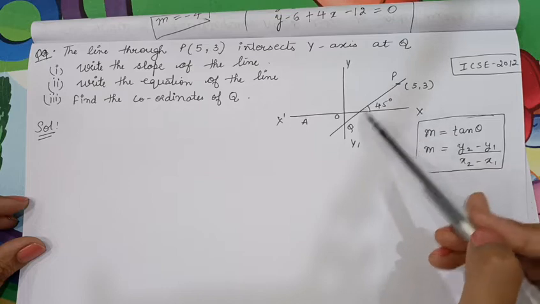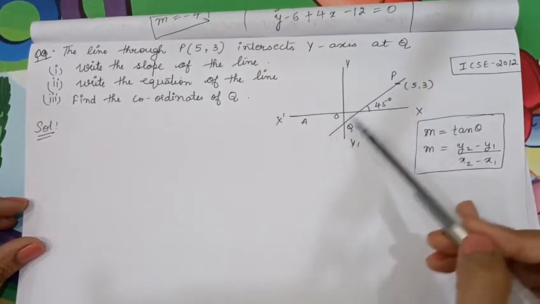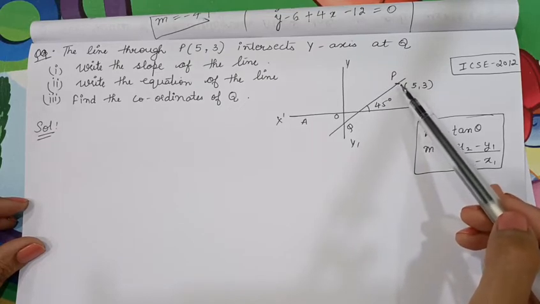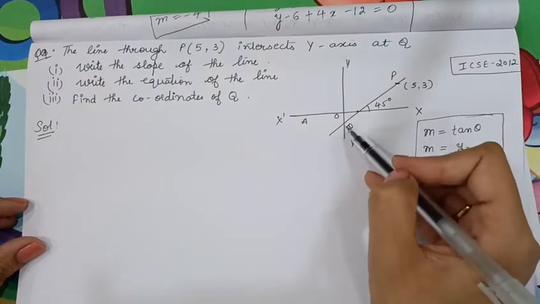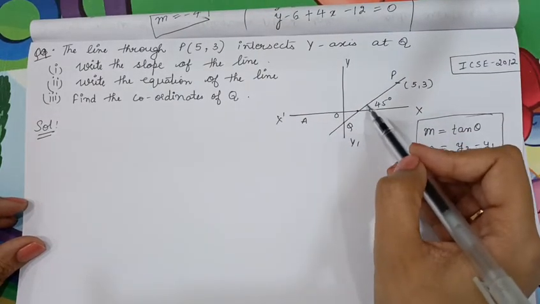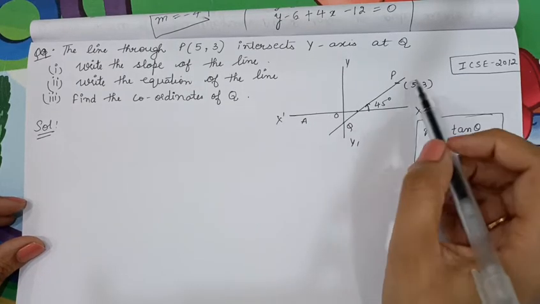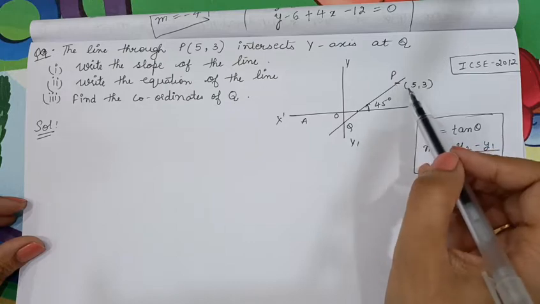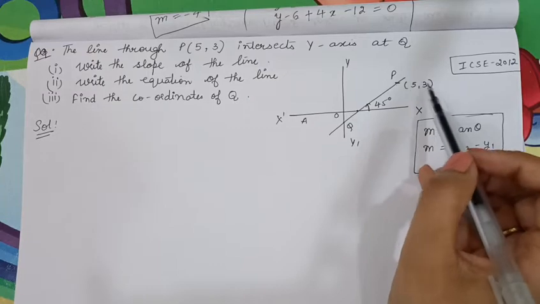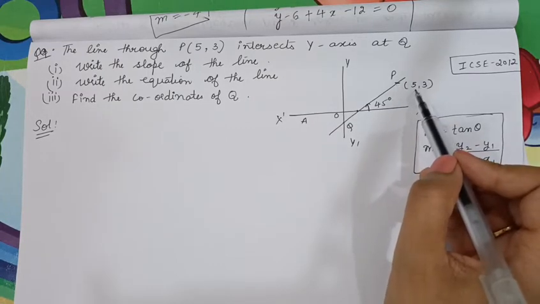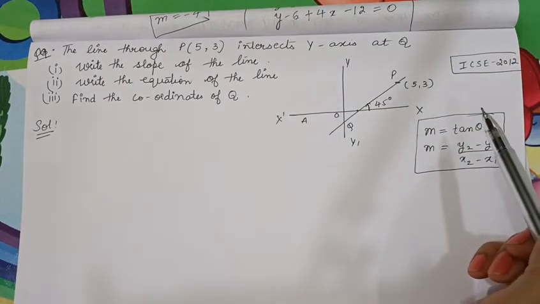See, this line is there. This is the x-axis, the y-axis, and this line whose slope we have to find. You can see this is intersecting at the x-axis and y-axis, and also the angle with the positive x-axis is given to us as 45 degrees, and one point P is given to us whose coordinates are 5, 3. So of this line we have to find the slope first of all.